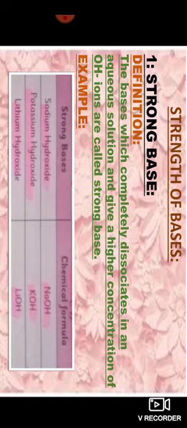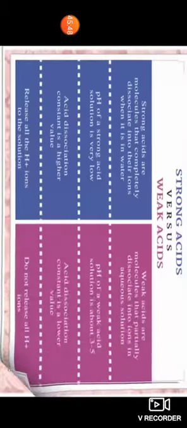The next we will discuss is the strength of bases. Now, dear students, we will discuss the strength of bases. Bases are also classified into two types on the basis of their strength: strong base and weak base. Strong bases are the bases which completely dissociate in aqueous solution and give a higher concentration of hydroxide ion. They are called strong bases. As given in the examples: sodium hydroxide, potassium hydroxide, lithium hydroxide.